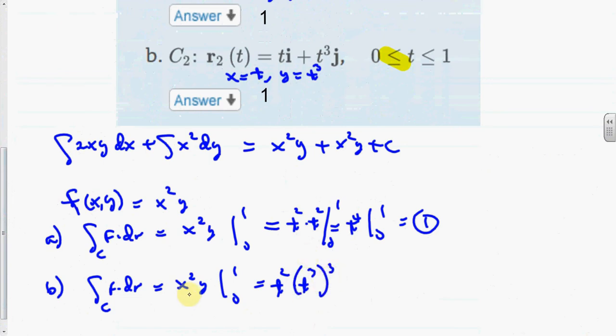I'm sorry, I'm looking at that too much. This is times y. Y is just t to the third. So this comes out to be t to the fifth. That's evaluated from 0 to 1. We just get 1 for that one as well. Okay.